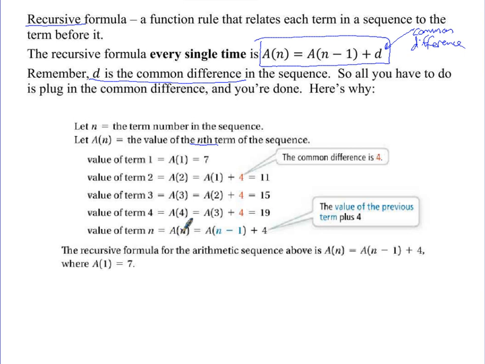So then a of n would be the term before it, a of n minus 1 plus 4. The recursive formula for the arithmetic sequence is a of n equals a of n minus 1 plus 4. And then they're telling you a of 1 is equal to 7. So the value of the first term is actually 7. There's nothing more to do there.